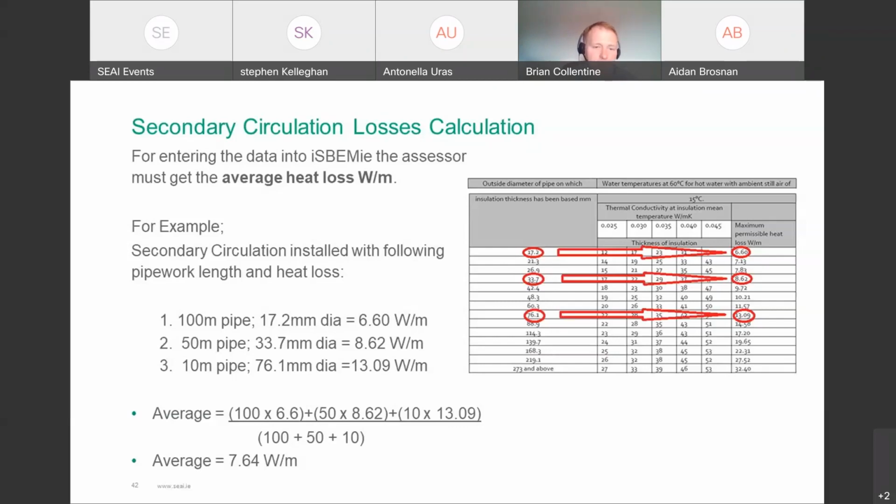So when we have each individual loss element, we use an average weighted calculation, which is down below, which is 100 multiplied by 6.6, 50 multiplied by 8.62, 10 multiplied by 13.09, and that's all divided by the total length, which is 160. And that equates to 7.64 watts per meter. So that gives you an idea of how to calculate that, where you have all the information to make that assessment.